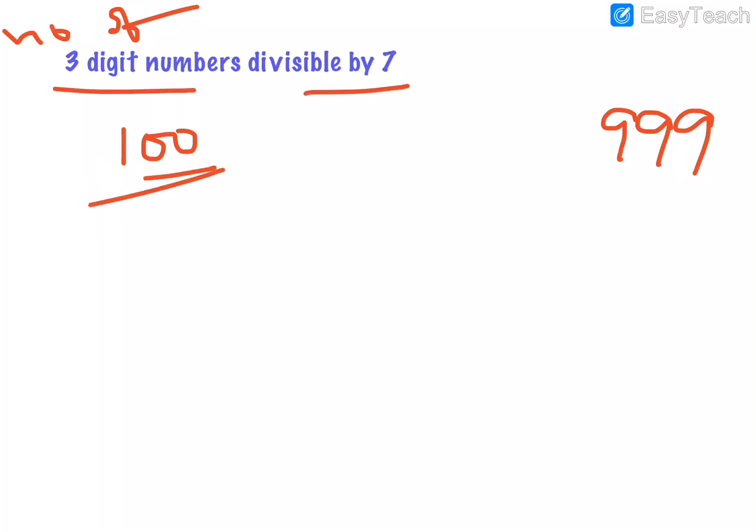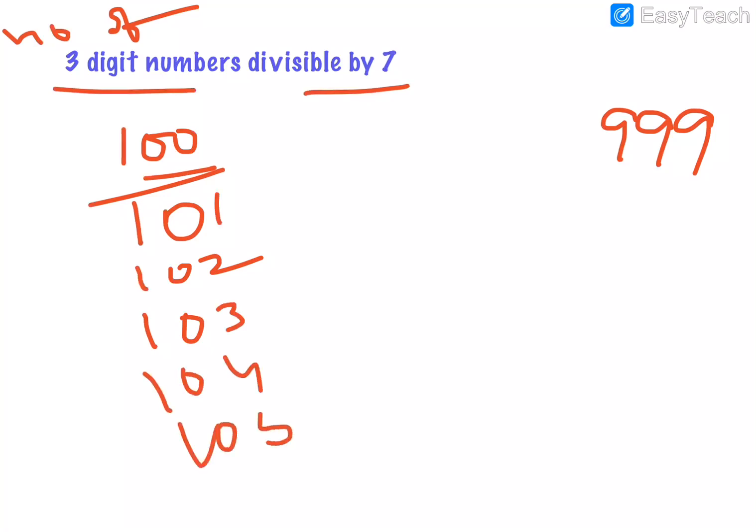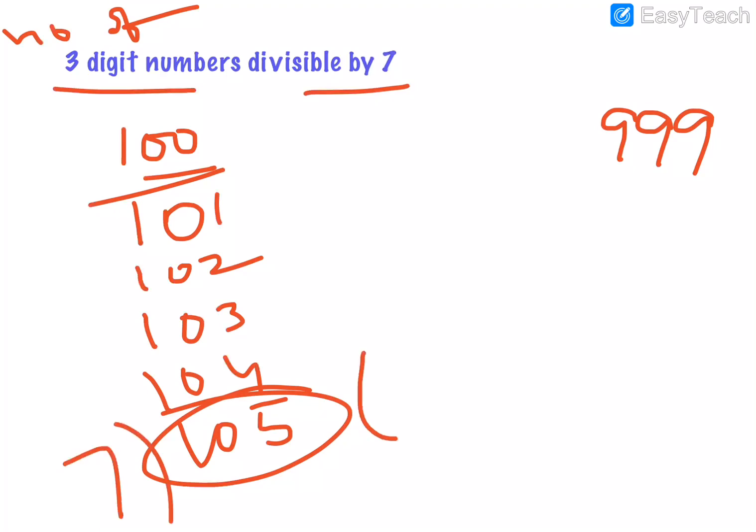Whether 100 comes in the 7 table? No. So 101? No. 102? 7 1s are 7, 7 3s are 21, it doesn't come in the 7 table. So 103, 104 and 105, if you check, 105 comes in the 7 table. It is divisible by 7. 7 1s are 7 and 7 5s are 35. So 105 is the first 3-digit number which is divisible by 7.